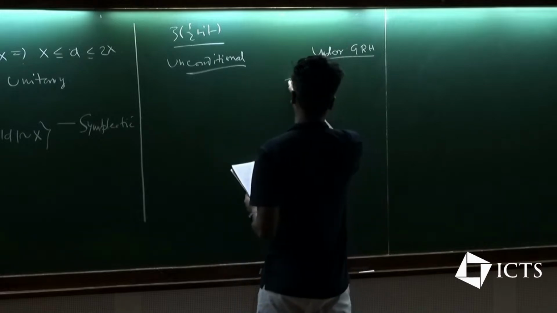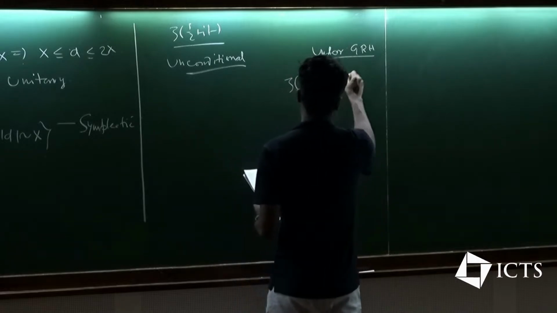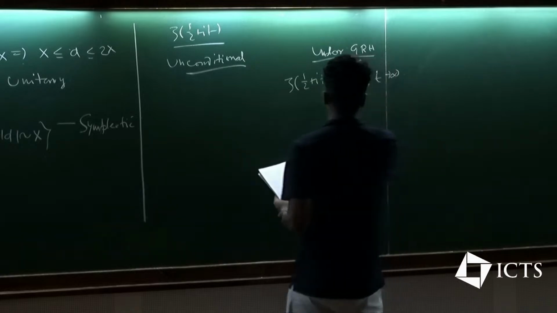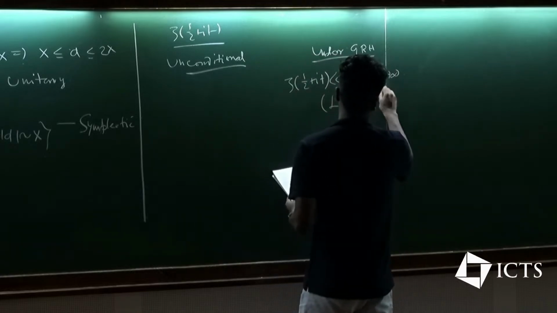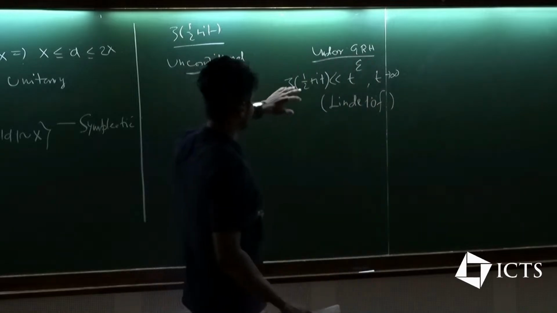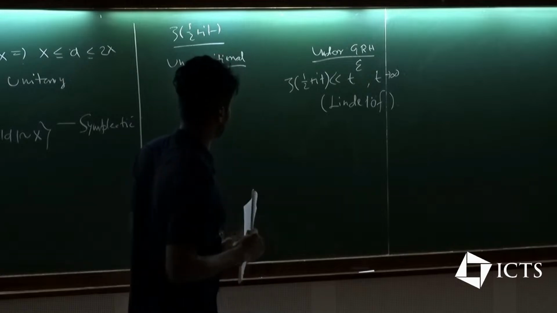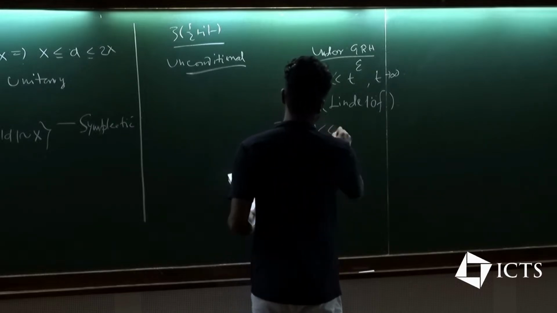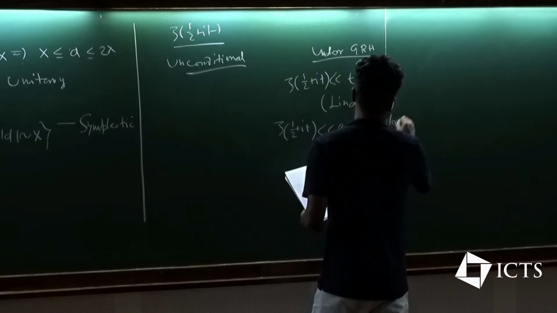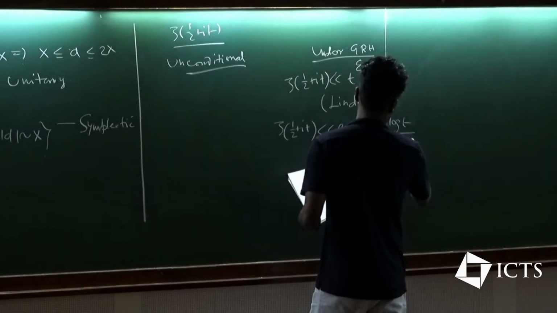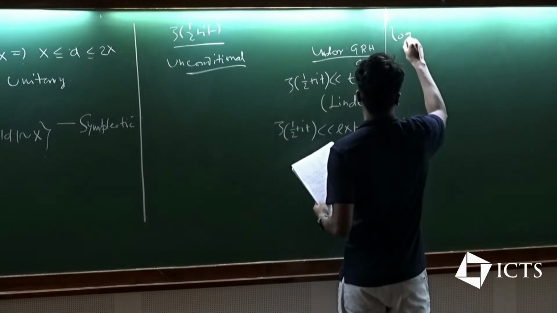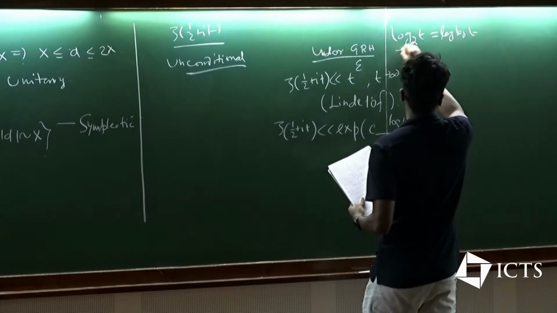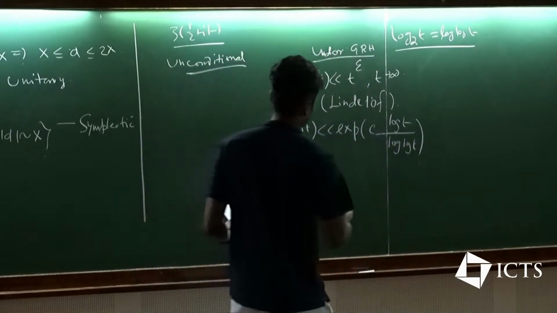We know that under the Lindelof hypothesis, this is bounded by t to the power epsilon for any positive epsilon as t tends to infinity. I just skip very tiny details like t should be bigger than or equal to 2, etc., and the modulus also. And if you know GRH, then you can do a little better: it is exp of some constant times log log t divided by log t. I will sometimes write log 2t as log t. This is under GRH.